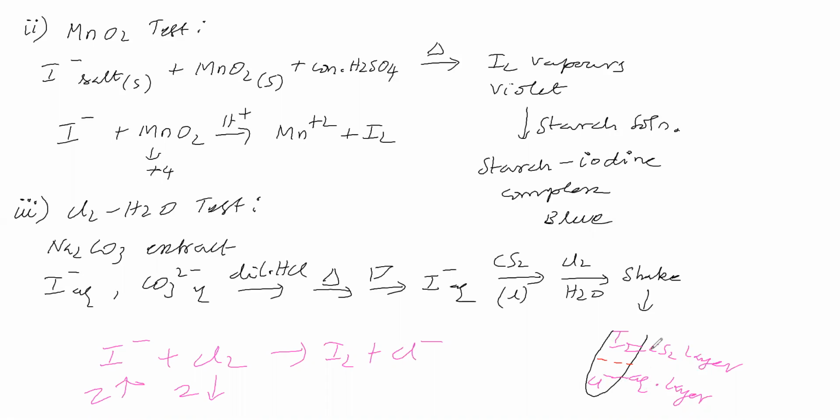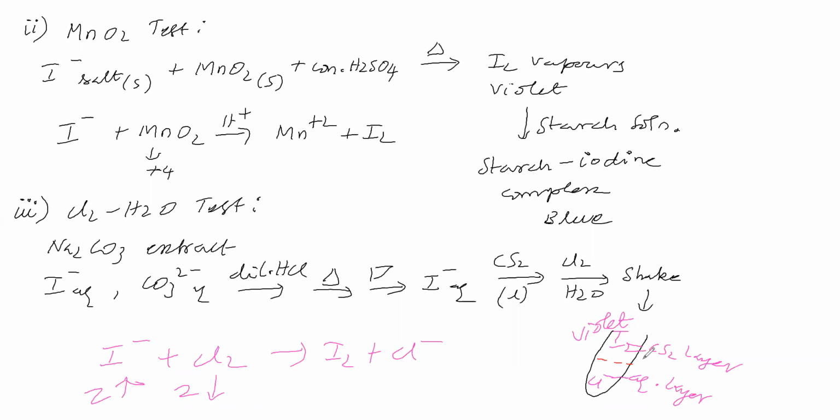Since I2 has gone to the CS2 layer, the CS2 layer gets color. What is the color? That is violet color. Iodine is giving violet color to the CS2 layer, so the CS2 layer appears violet. This part will appear violet, and this part will appear colorless. It is the colorless part, and this is the violet color part.